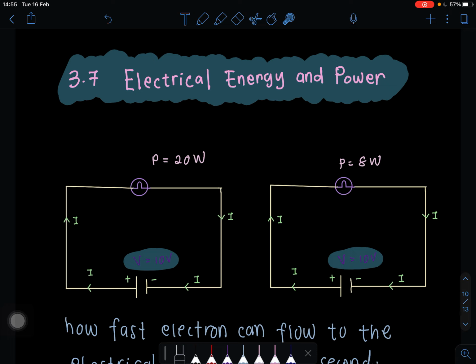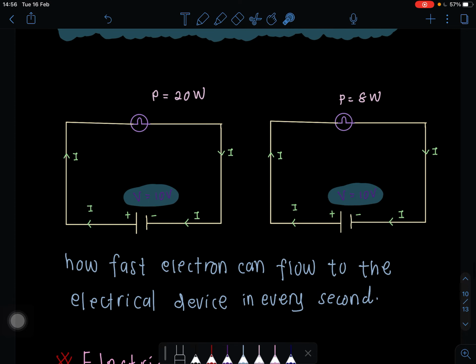But why? Actually, what does power measure? Okay, in simple terms, power measures how fast electrons can flow to the electrical device in every second. So higher power means that electrons are moving faster. So that one is for power.